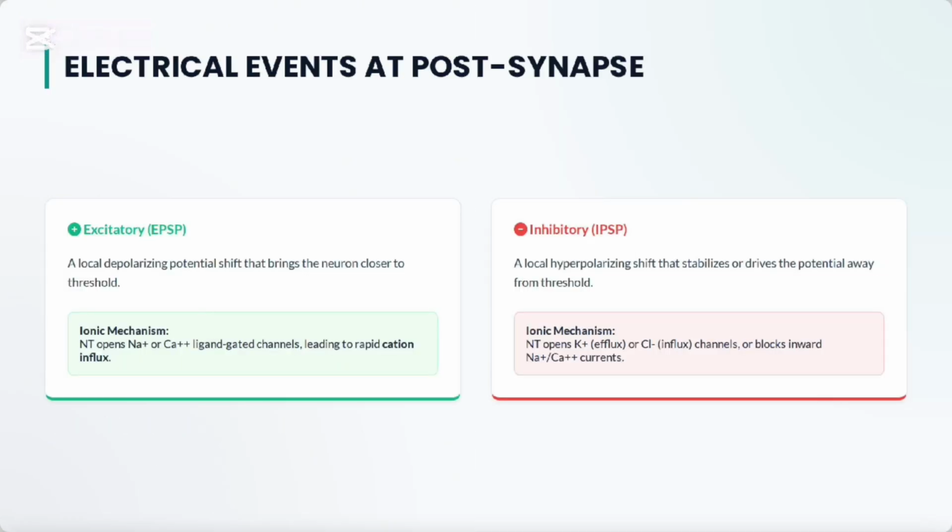Diagram of a synapse showing acetylcholine, ligand-gated channels, and the ionic mechanisms of excitatory, EPSP, and inhibitory, IPSP, potential shifts. Simple explanation. When the chemical reaches the receiving cell, it causes one of 2 reactions. Excitatory, EPSP, opens sodium or calcium channels, letting positive ions rush in. This creates a small local wave that pushes the cell closer to firing an active signal. Inhibitory, IPSP, opens potassium or chloride channels, driving positive charges out or negative charges in. This stabilizes the cell and keeps it quiet and turned off.